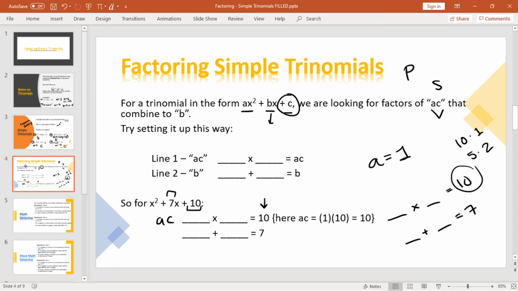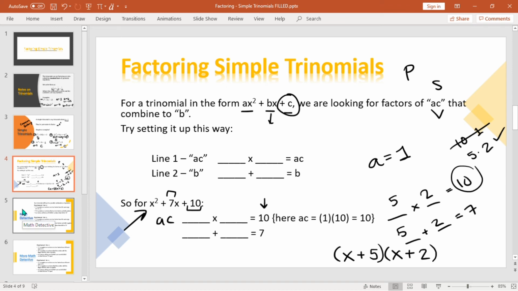10 times 1 makes 10, but 10 plus 1 adds to 11. No good. 5 times 2 multiplies to 10, and 5 plus 2 makes 7. So that is good. And when we put that into factored form, we're just going to write x plus 5, because that's a factor we found, and x plus 2. There's our second factor. And if we go back and expand these using FOIL, guess what we're going to end up with? Right back at x squared plus 7x plus 10.